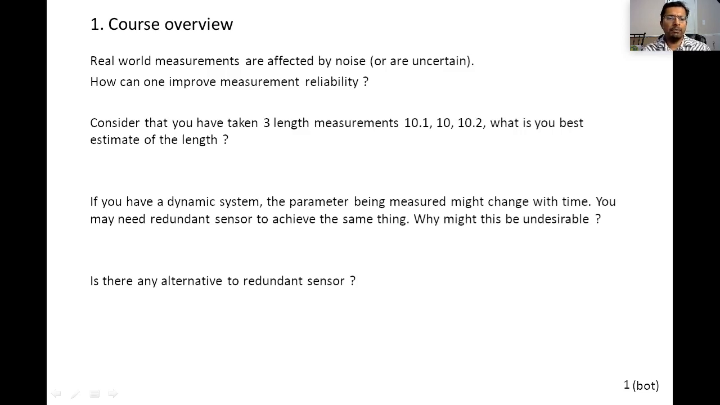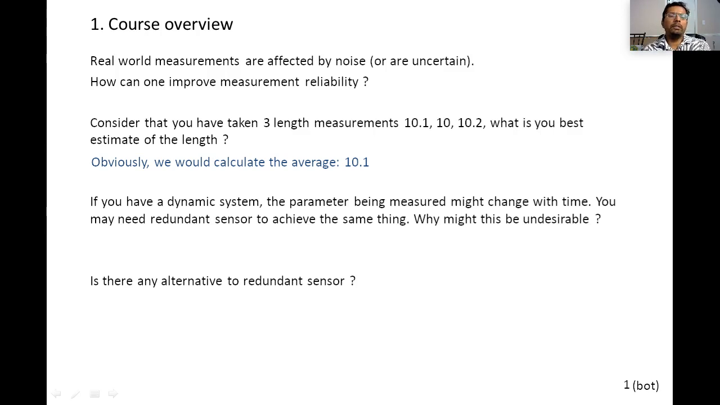This is a fairly simple example. What you would do is say, okay, I'm just going to take the average of these lengths. My best estimate would be the average of 10.1, 10, and 10.2, which is 10.1. This is fairly straightforward. This is what we call a static measurement, something that doesn't change with time. So you can take consecutive measurements and you wouldn't be in too much trouble.